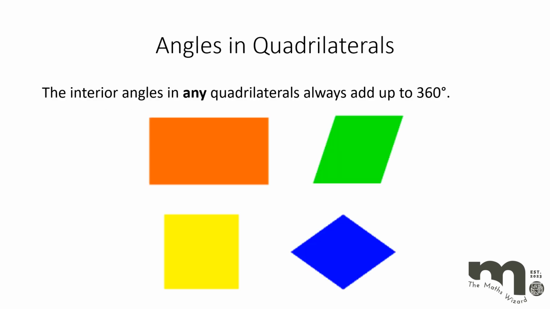The interior angles, the angles that are inside any quadrilateral, will always add up to 360. It doesn't matter whether you're dealing with a rectangle, the orange shape here, a parallelogram, the green shape, a square that's yellow, or a rhombus that's blue. Any of those shapes will add up to 360.